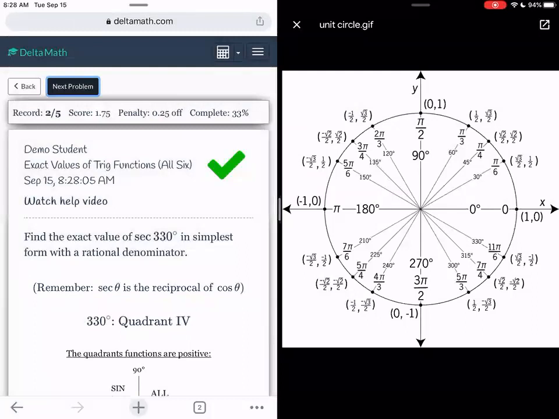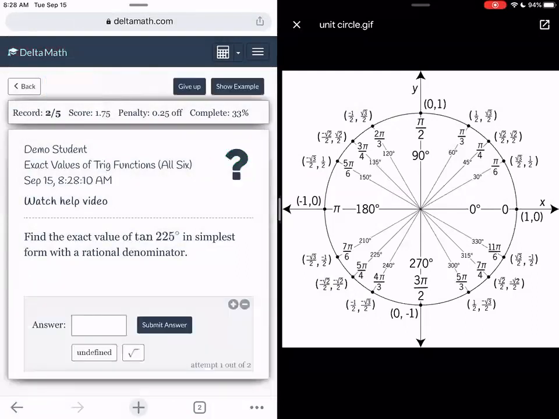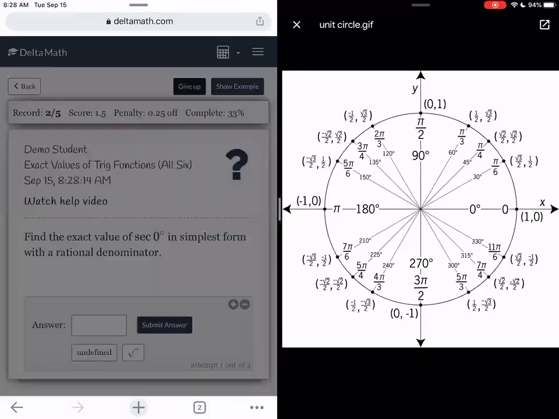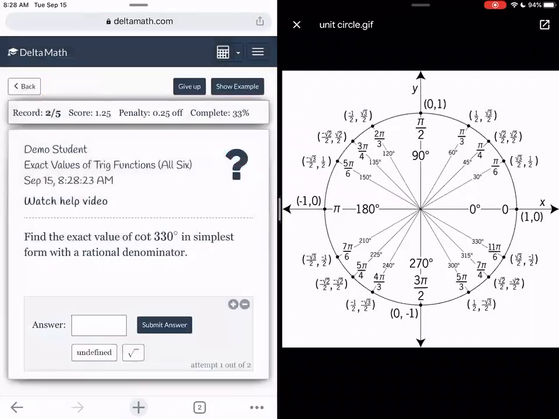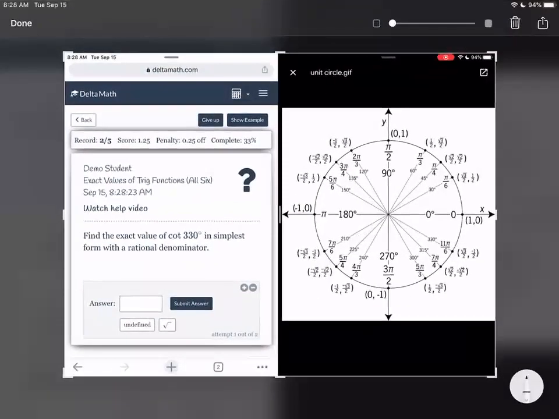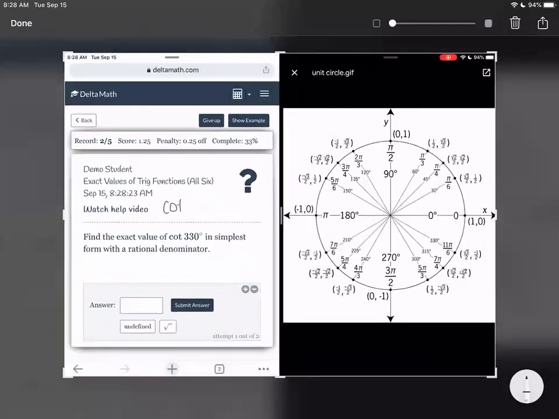All right. Let's see. One more crazy one. And by crazy, I just mean one that we haven't done before. Let's see if I can get you a cotangent. There we go. Wonderful. Find the exact value of cotangent of 330 degrees in simplest form with a rational denominator. Let me remind you that we just said cotangent is not y over x, but x over y, okay? That was from our chart from the beginning.